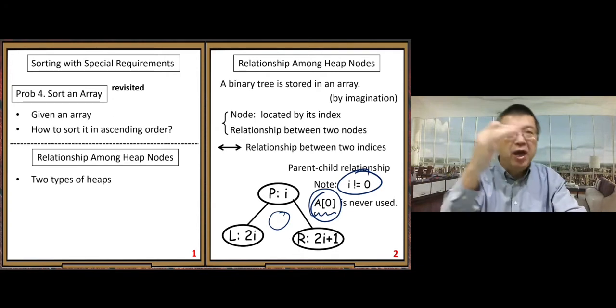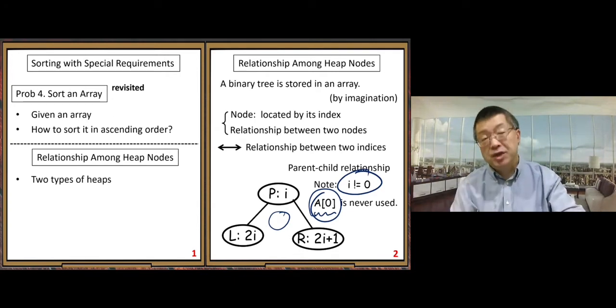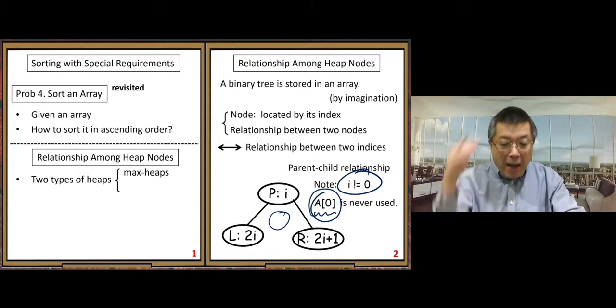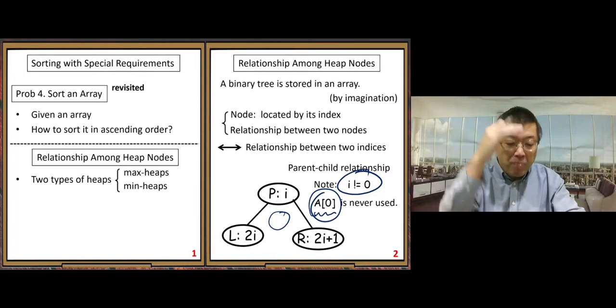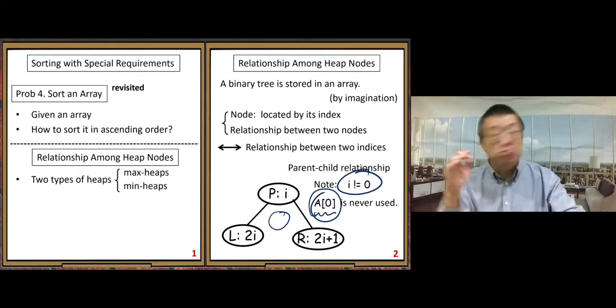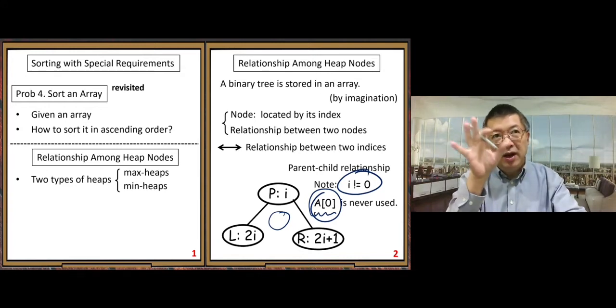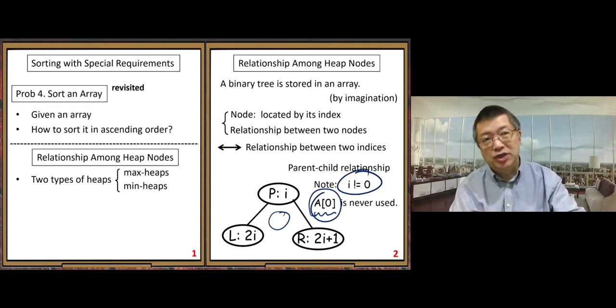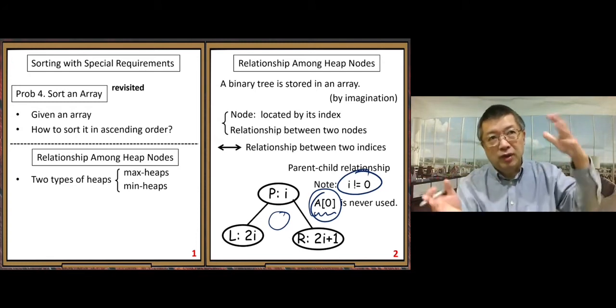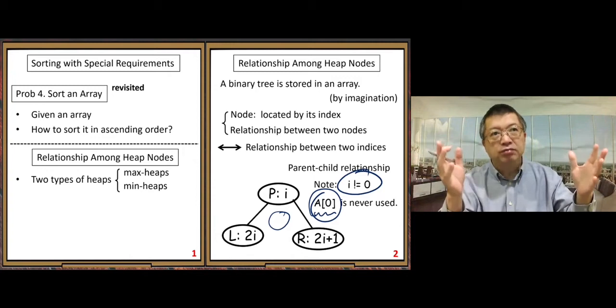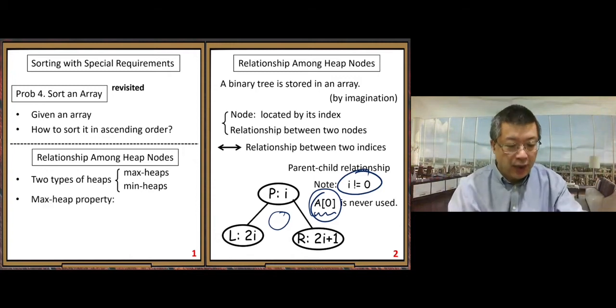Two types of heaps. Max heaps and min heaps. Maximum, minimum heaps. Two different types, but quite similar. Just orientation, direction different.